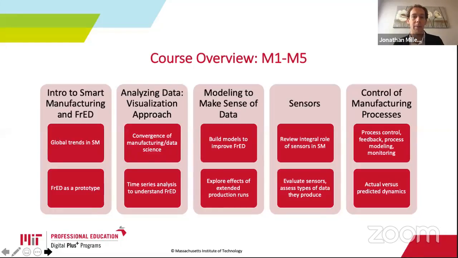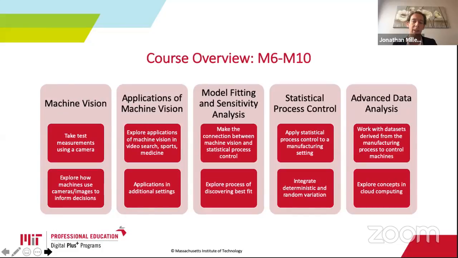Finally, to round out the first half of the course, we then get into controlling the manufacturing process, looking at the different dynamics around process control, feedback systems, and monitoring, to make sure everything's staying within the bounds that we want for our manufacturing process. The next half of the course brings another 5 sets of content.